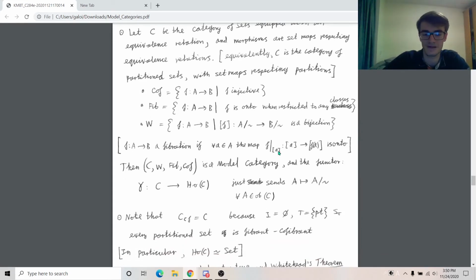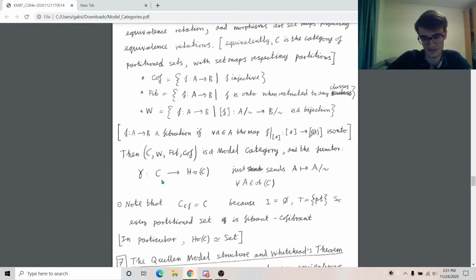Namely, the functor we constructed before, which sends an object of C to the homotopy category, will just send a set A to the set A modulo its equivalence. And maps between sets will just get sent to maps between the quotients by the equivalence relations. In particular, every object of C is fibrant cofibrant, because in Set, the initial object is the empty set, and the terminal object is the point.